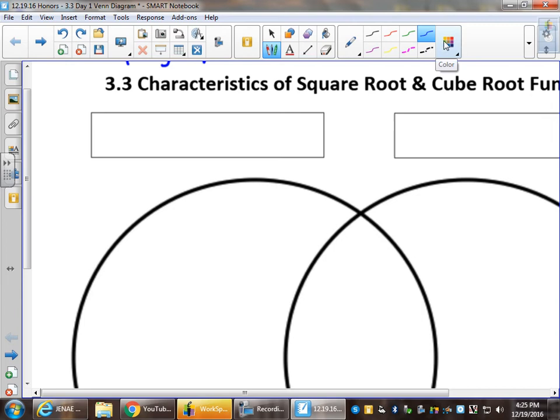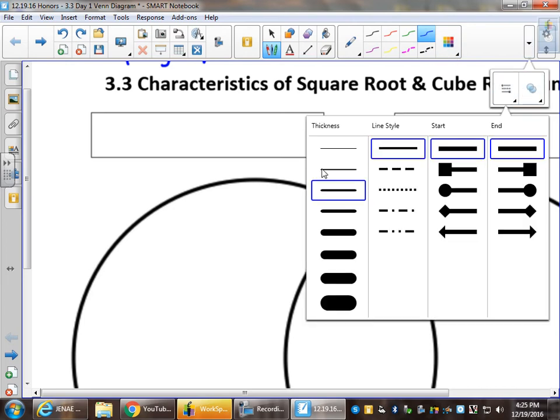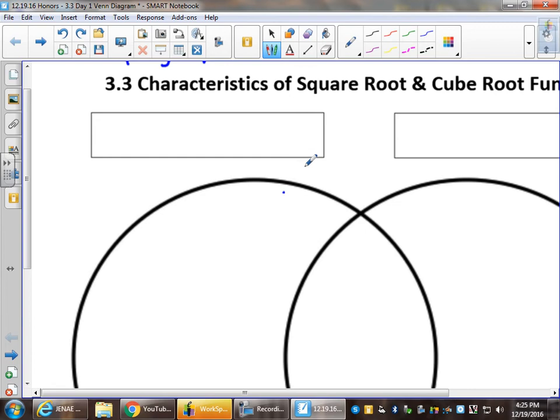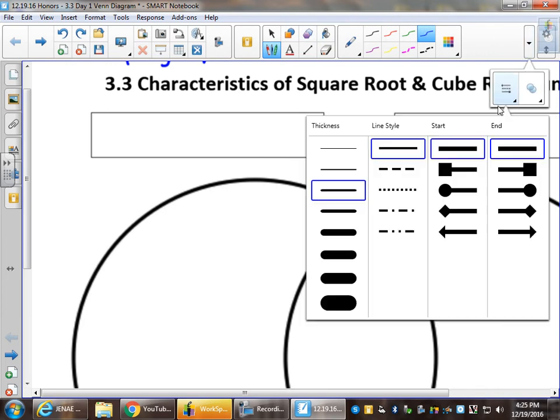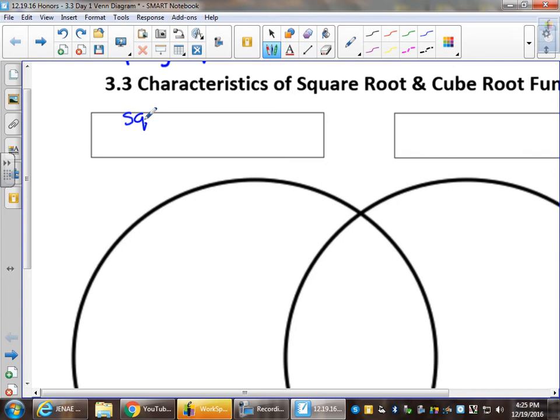And as of now, I'm going to try to switch over permanently to a skinnier pen because the chunkier one, it's not going to work out for me in terms of space. I actually tried recording this already, and I ran out of space because of the chunky marker. So here goes a second try with a skinny one. Square root function. Nah, that's not skinny. That's better. Okay, square root function.